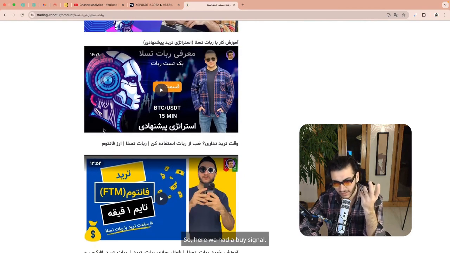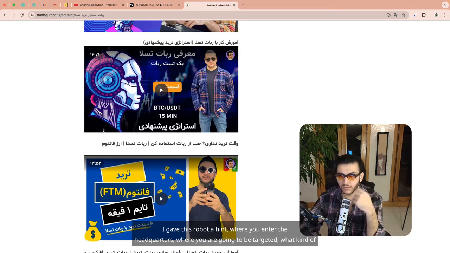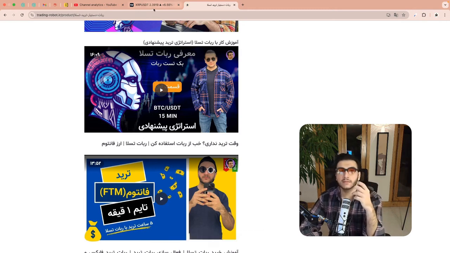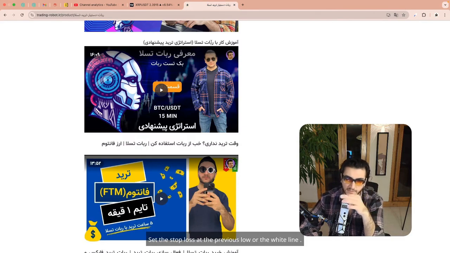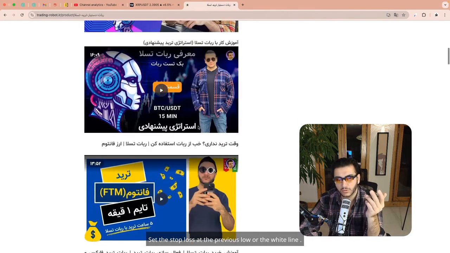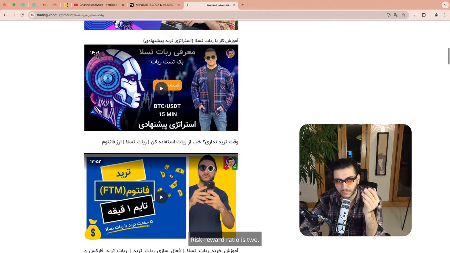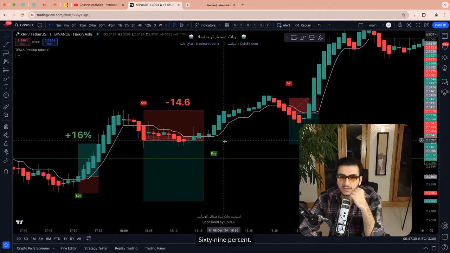So, here we had a buy signal. I gave this robot a hint, where you enter the headquarters, where you are going to be targeted, what kind of crime you are committing. Search Tesla Trading Bot. We had a buy signal. Set the stop loss at the previous low or the white line. Risk-reward ratio is 2. Profit, 69%.